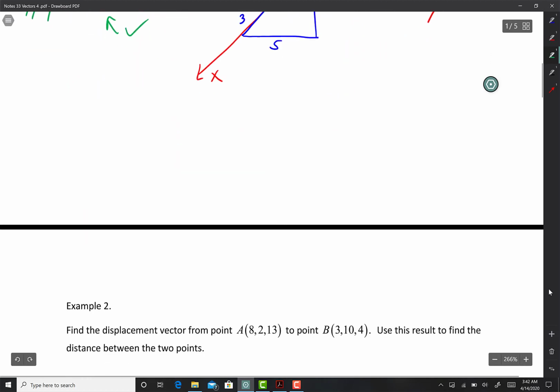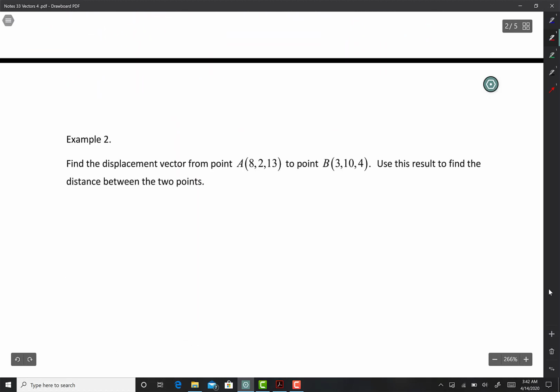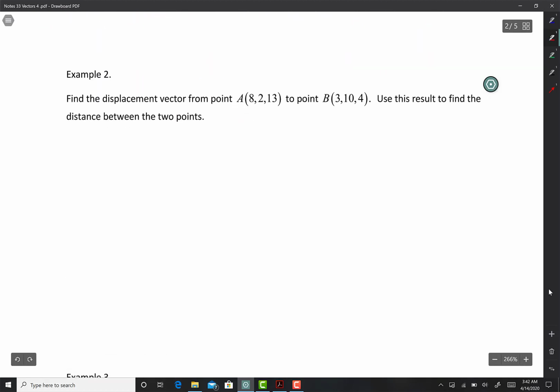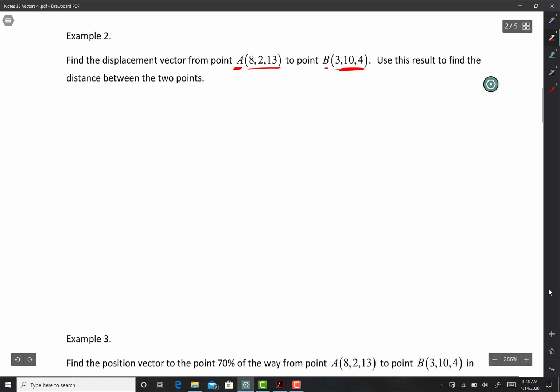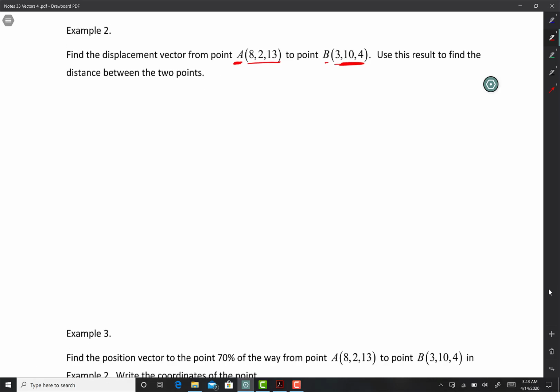All right, let's keep going. Okay. Let's see. So this one says, find the displacement vector from point A. So I have a point A, and A is located there, to point B, and then B is located here. Use this result to find the distance between the 2 points. Okay. So I guess, and it's a vector, so I guess, okay, let's start.